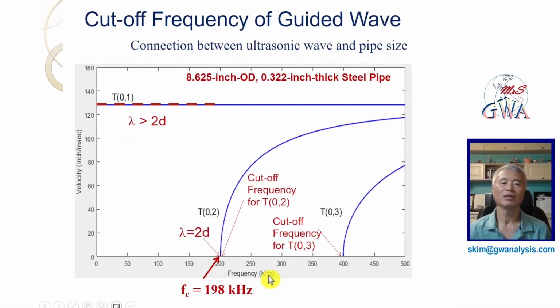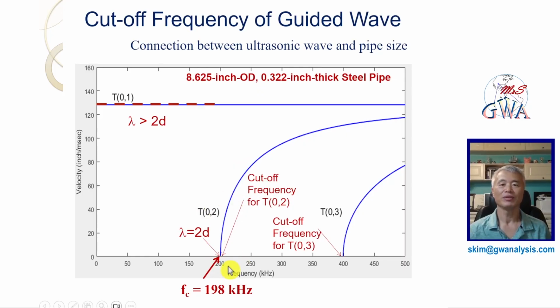This is the dispersion curve of an 8 MPS Schedule 40 pipeline. Because we only generate circumferential particle displacement with a guide wave probe, we only plotted the torsional modes by removing longitudinal and flexural modes. Three wave modes, T01, T02, and T03, are shown. The T02 and T03 are dispersive.